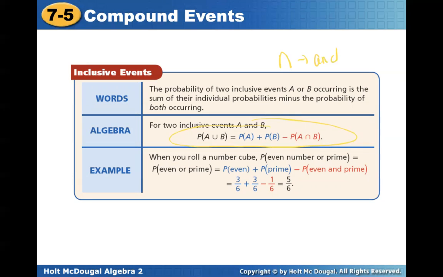So the example here, when you roll a number cube, the probability of even or prime would be the probability of even plus the probability of prime, subtracting the probability that it's both even and prime. Because the number in question here, 2, we counted as an even number, we counted as a prime number, so we can't count it twice. So this is taking out the fact that we kind of counted it twice. Does that make sense? What's the only number that's not even or prime when we roll a number cube?